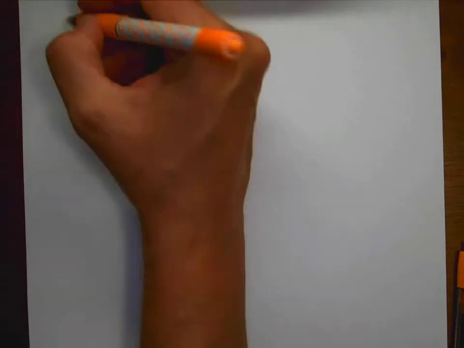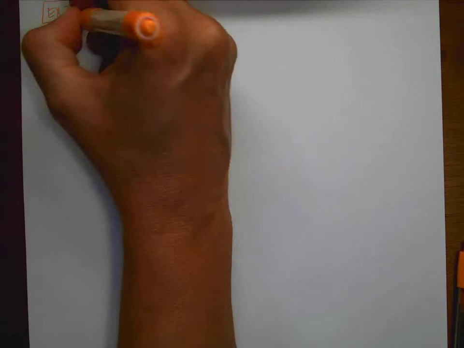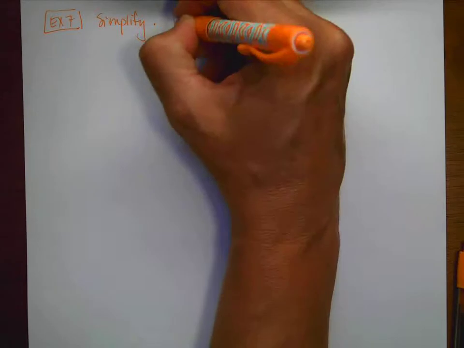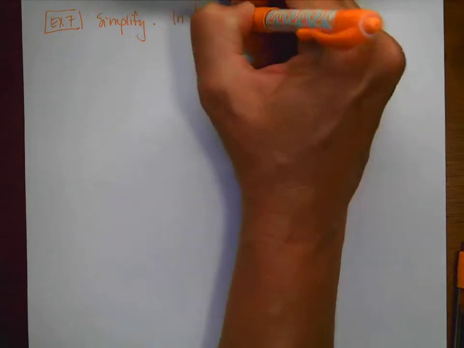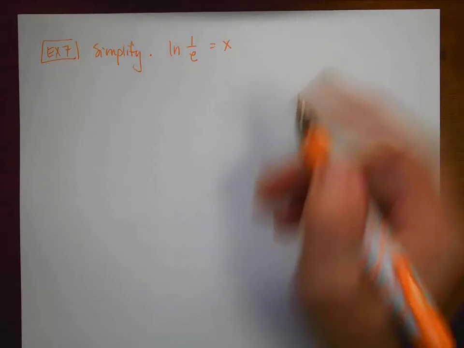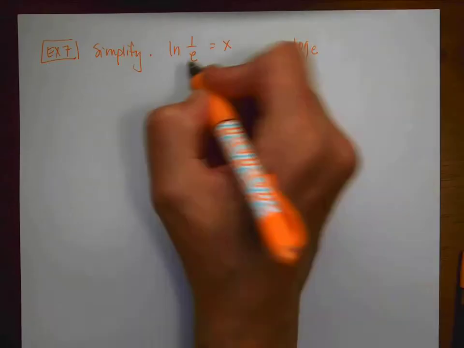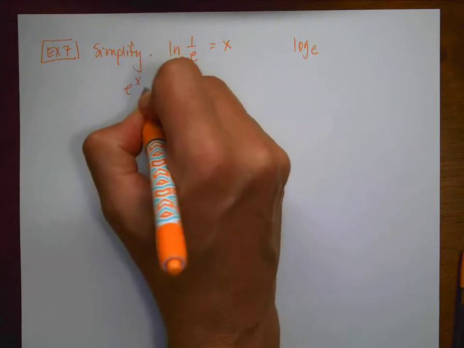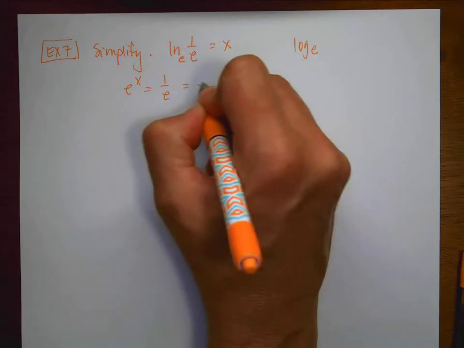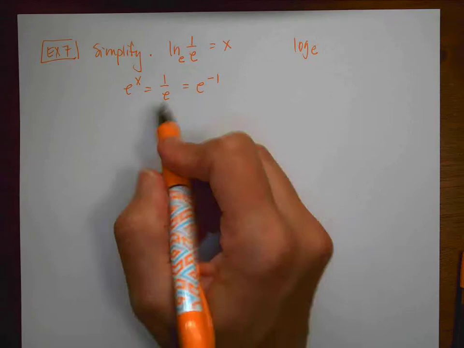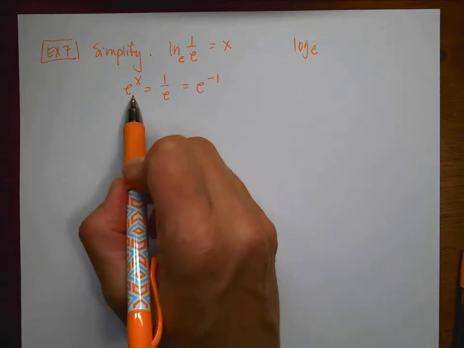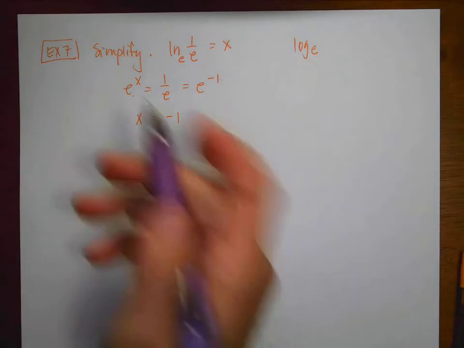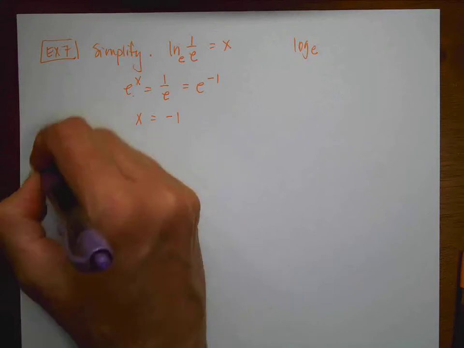All right, I have just a few more examples for us, and then we'll be done for today. So example 7 says, again, to simplify. And I have the natural log of 1 over e is equal to x. Remember, in a natural log, it is a log base e. So the base is e. So I'm going to go back to exponent form. E to the x is equal to 1 over e, which is just e to the negative 1. Now the one-to-one property applies because the bases are the same, so I get x is equal to negative 1.